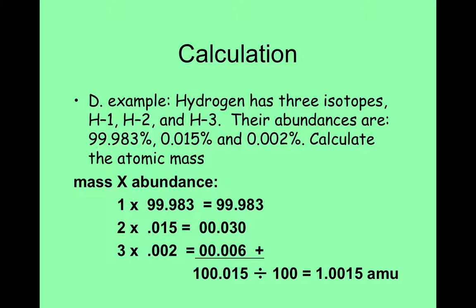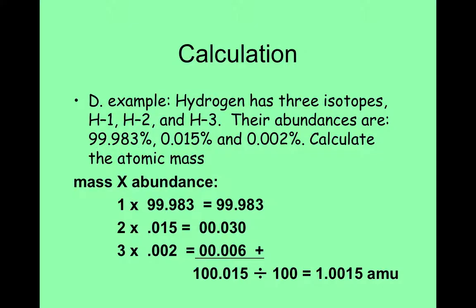The biggest mistake is that there's actually another way to do this problem. Instead of dividing by 100 at the end, a lot of students prefer to divide each of the abundances by 100, because what we're really doing is taking the 99.983% and converting it to a decimal, 0.99983. And of course, that makes sense to a lot of people mathematically. You have to do that 3 times. You have to divide each of those input terms by 100.